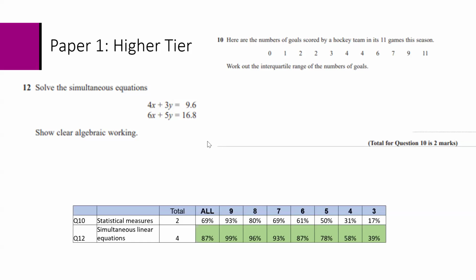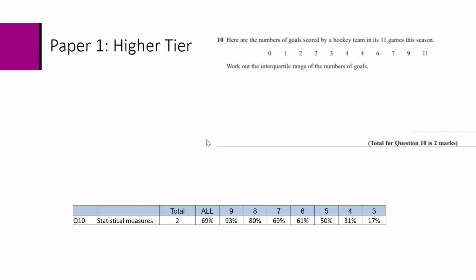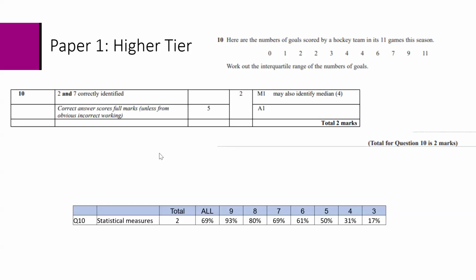And I'm going to show you a little bit more detail on the mark scheme. So here's that question again. And on the mark scheme, they've just got to identify 2 and 7 correctly. Now the examiners say they don't mind which method these students use for finding quartiles. It's absolutely fine. We're more interested in an awareness of quartiles, because there are different areas of the world that use an n/4 method, an (n+1)/4 method.